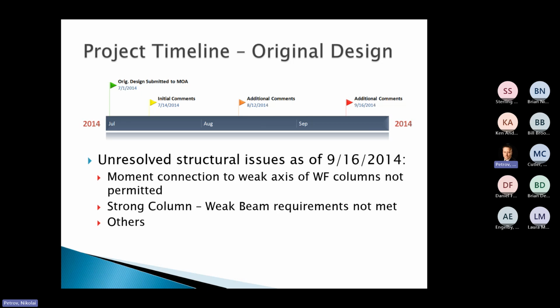So there were unresolved structural issues as of 9/16: the moment connection to the weak axis of wide flange columns was not permitted. Basically, they had moment connections in 2 directions coming to wide flange columns. Well, you just can't do that in seismic design category D. You can't have a moment connection to the weak axis of a wide flange. They had strong column, weak beam requirements that they had not met throughout the building, and others. There were a lot of problems with this discipline.